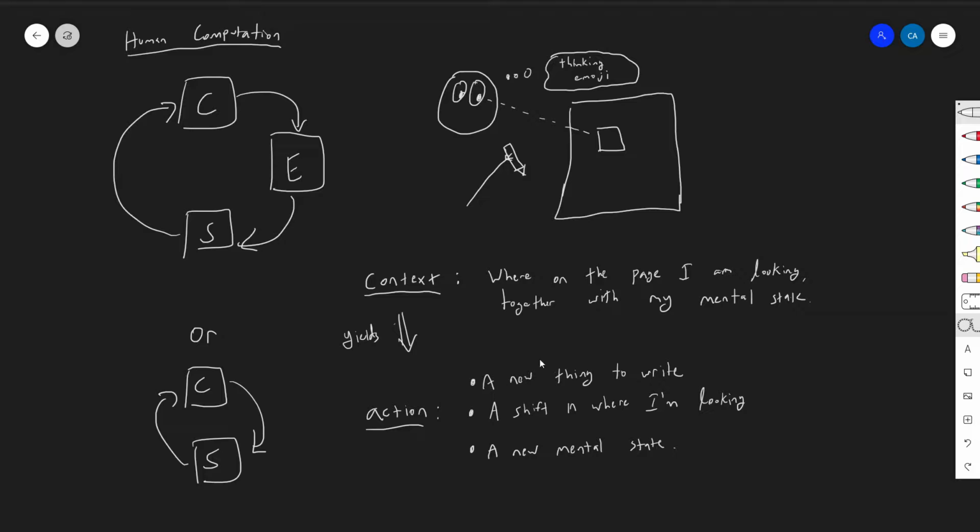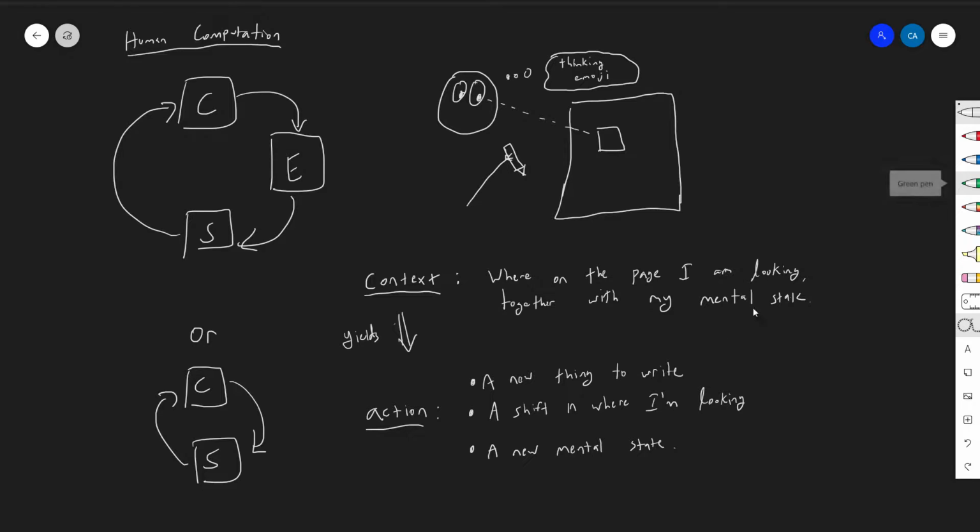So the action is three things. There are three things that I need to do given a context, which is I need to write something new at the place that I'm looking. I am going to assume that I write something new at the place that I'm looking, only for simplicity. You could obviously have the action be writing somewhere else that I'm not looking, but that'd be silly, right? I'm going to be writing something in at the location that I'm staring at. I'm going to be changing that to look somewhere else.